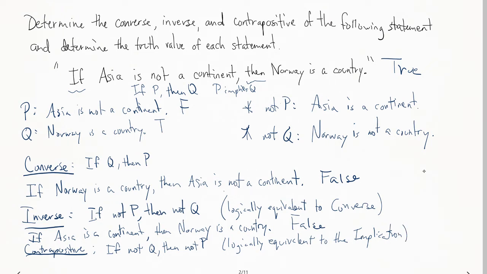Now the contrapositive, if not Q, so we'll go if not Q. So Norway is not a country. Then, and then our not P is Asia is a continent. And we know that since this has the same truth value as the original implication, which was true, this thing's true as well.